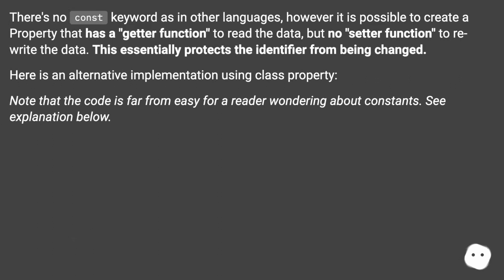There's no const keyword as in other languages. However, it is possible to create a property that has a getter function to read the data, but no setter function to rewrite the data. This essentially protects the identifier from being changed. Here is an alternative implementation using class property. Note that the code is far from easy for a reader wondering about constants. See explanation below.